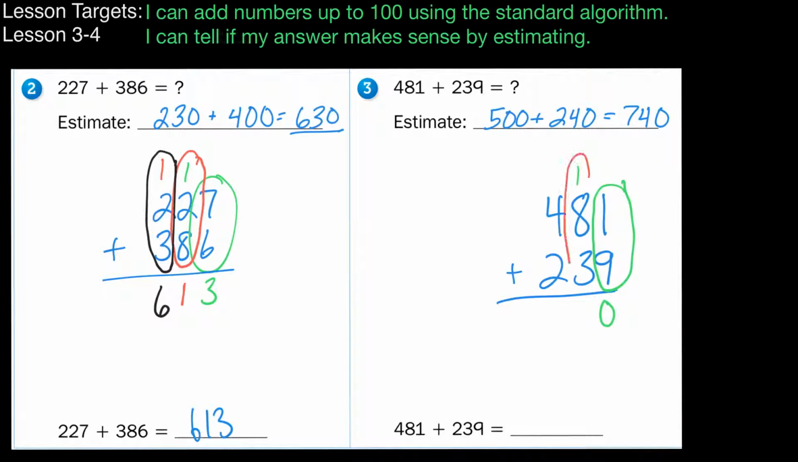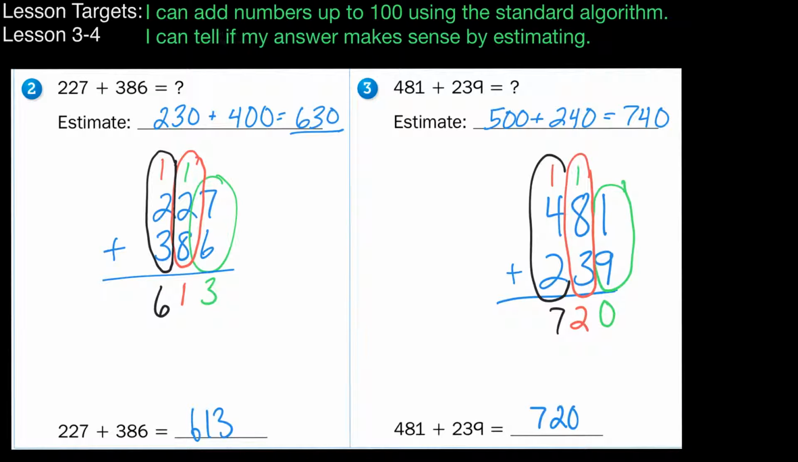Next, I add the 10s. 1 plus 8 is 9. 9 plus 3, 12. Put my 1 above, my 2 below. Next, I'm going to add my hundreds. 1 plus 4 is 5. 5 plus 2 is 7. My final answer is 720. I'm checking now, is that close to 740? It is, so my answer is reasonable.